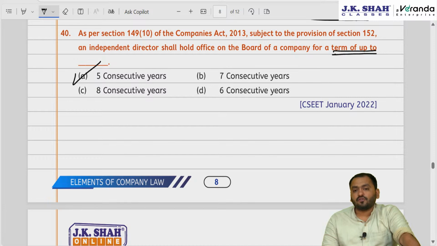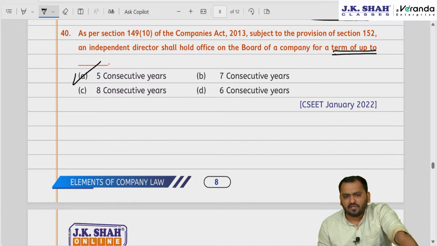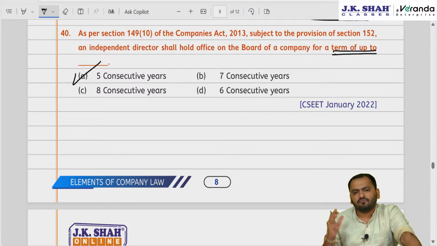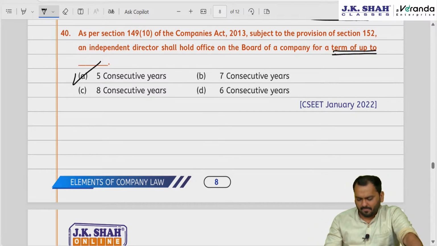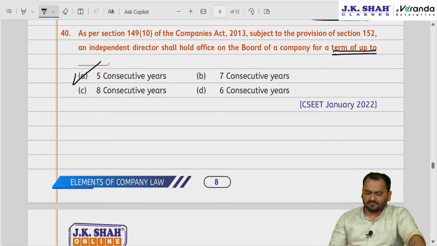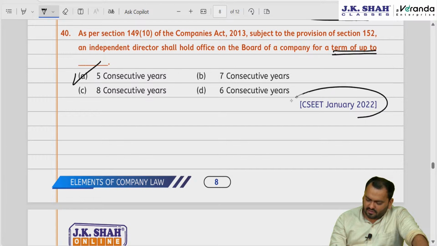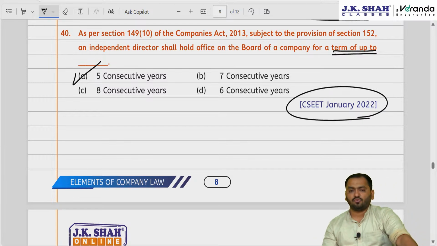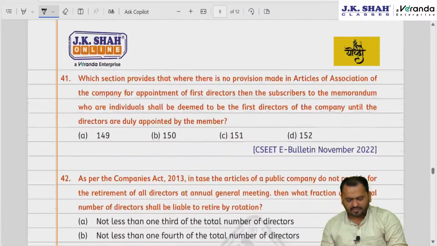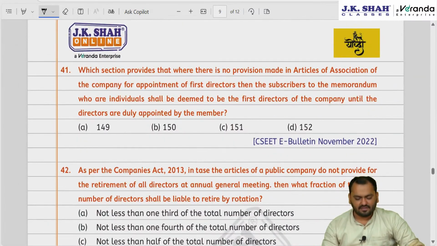So the answer is 5 consecutive years. However, just for your knowledge, once they complete these 5 years, they are also eligible for reappointment for another 5 years. Okay, so they are appointed again by the shareholders, right? This question was asked in the January 22 CSET exam. And now we move to the last 10 questions of today's session.